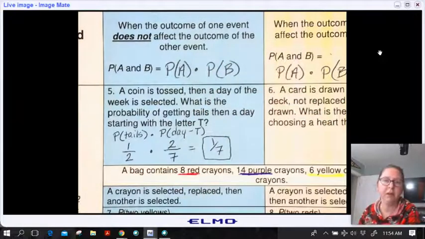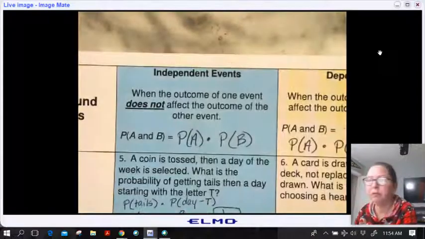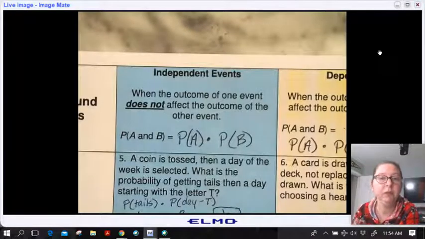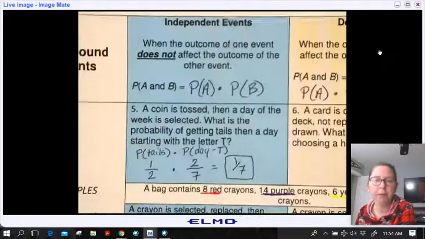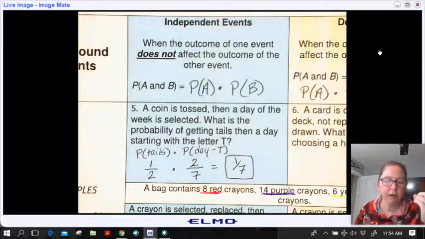1 over 7 is the compound event of these two individual events that don't really affect each other. Okay? I'm just going to do two things, and what's the probability of both things turning out the way that I want?